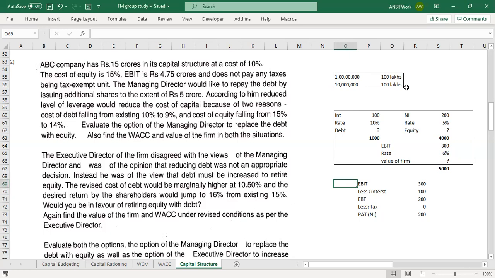I'll repeat that once more. 1 crore has 7 zeros. 1 million has 6 zeros. 1 lakh has 5 zeros. So 5, 6, 7. Are you getting my point? So 1 million means 10 lakhs. Yes, you're absolutely right. So 1 crore is 10 million, and 1 million is 10 lakhs.